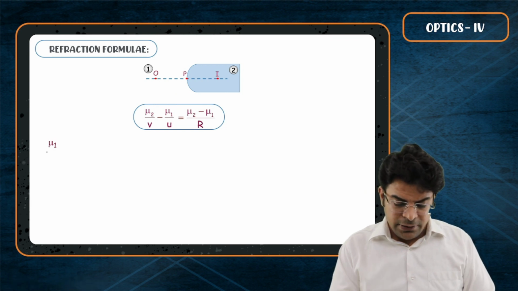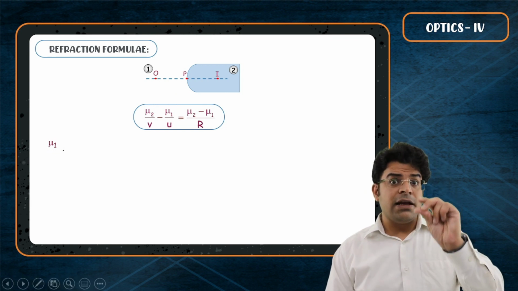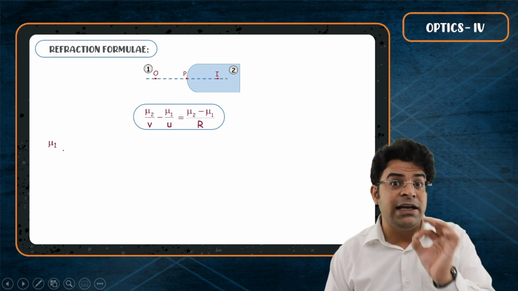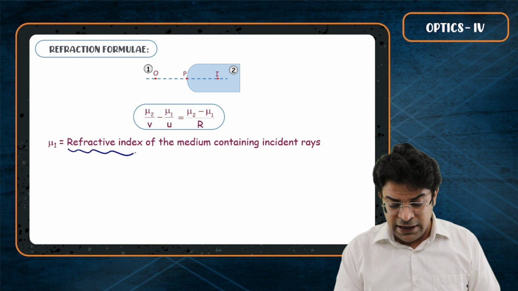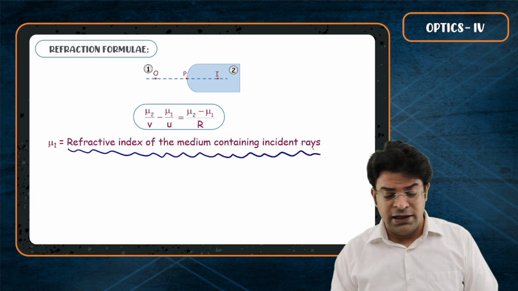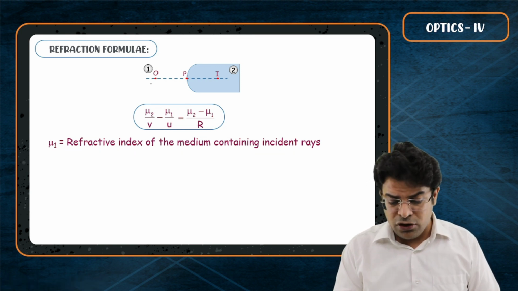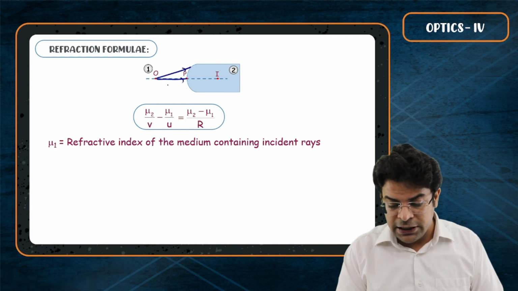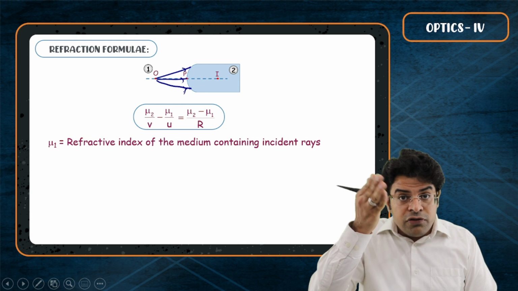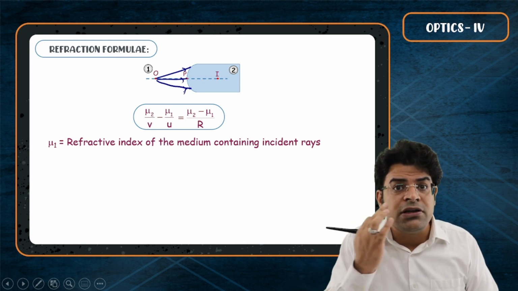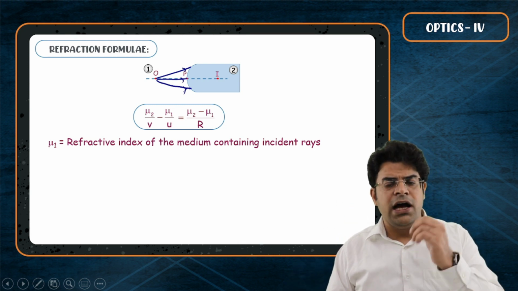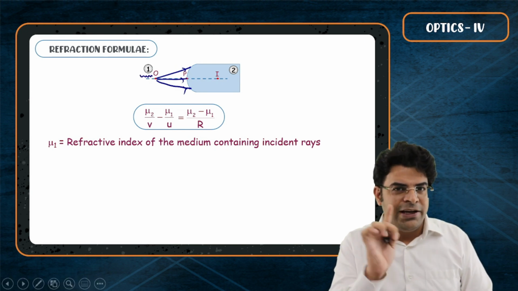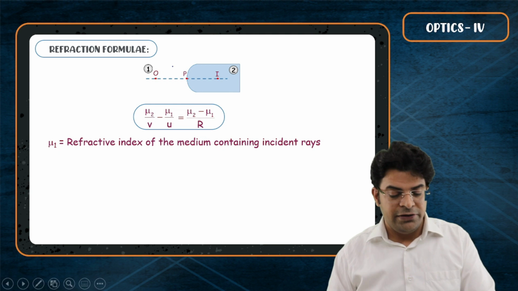So we say that mu1 is the refractive index of the medium containing the incident rays. If you have got an object placed here, then rays will come out of the object and they will hit the curved surface and will get refracted from this curved surface. If here I ask you what is mu1, you will say that, sir, mu1 is the refractive index of the medium containing the incident ray.